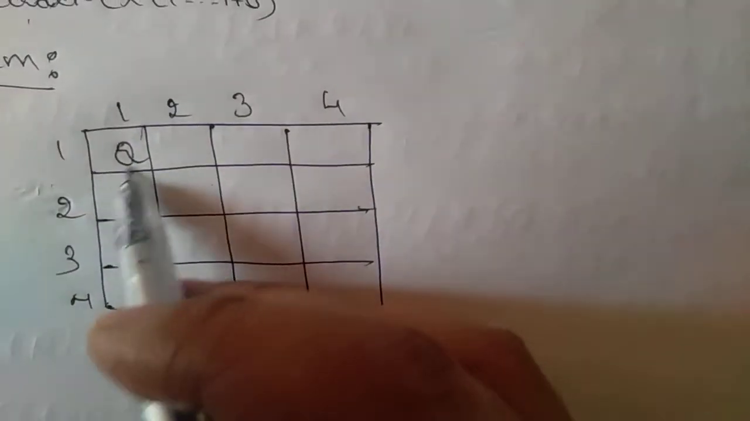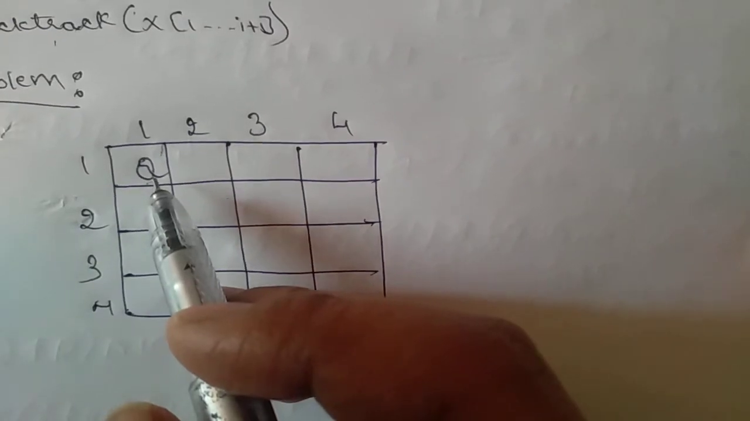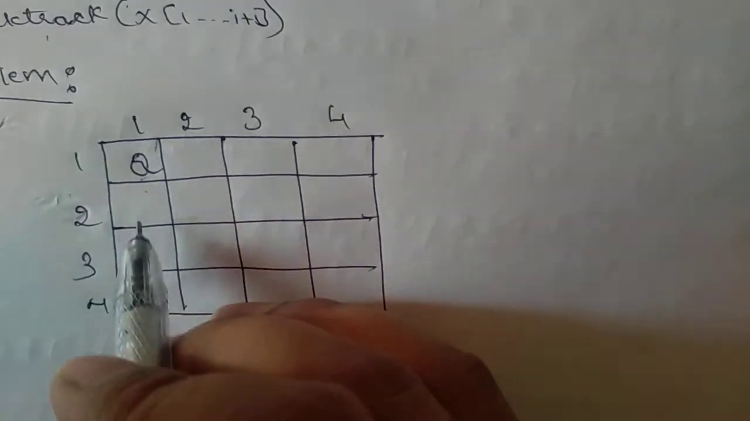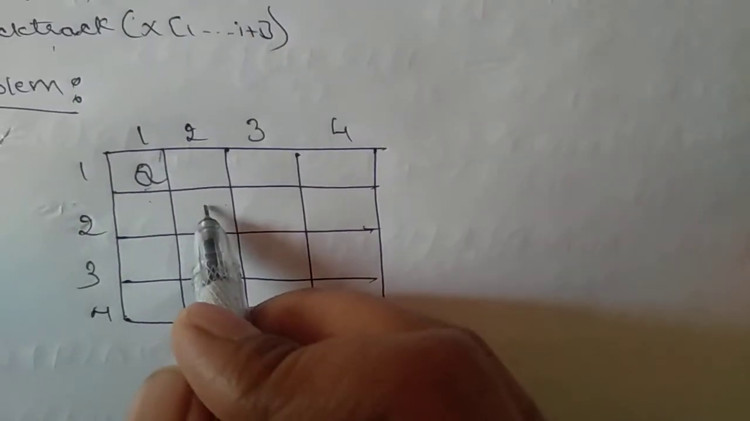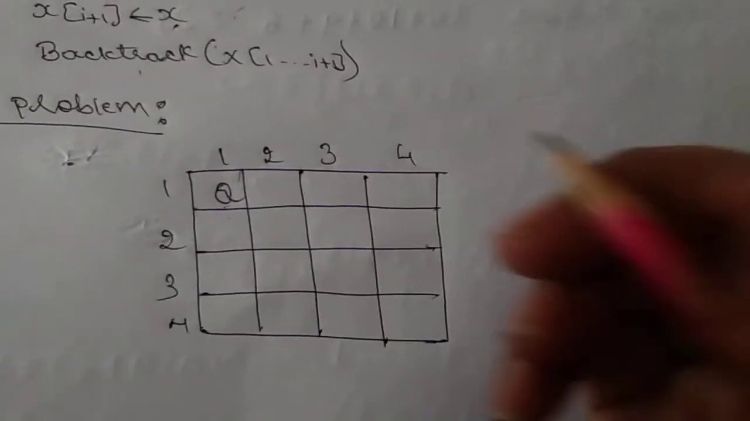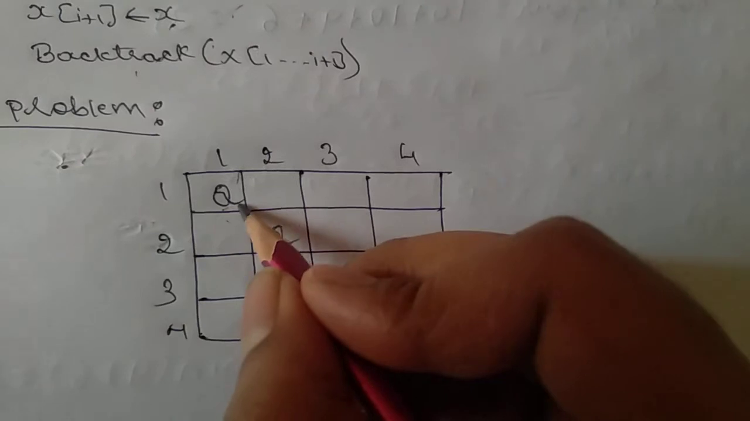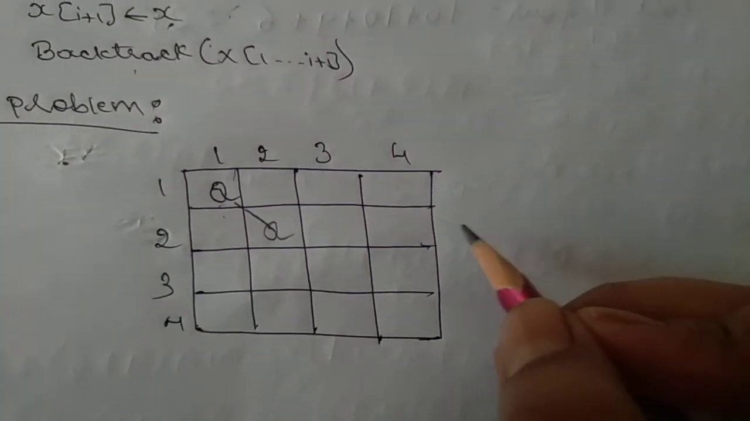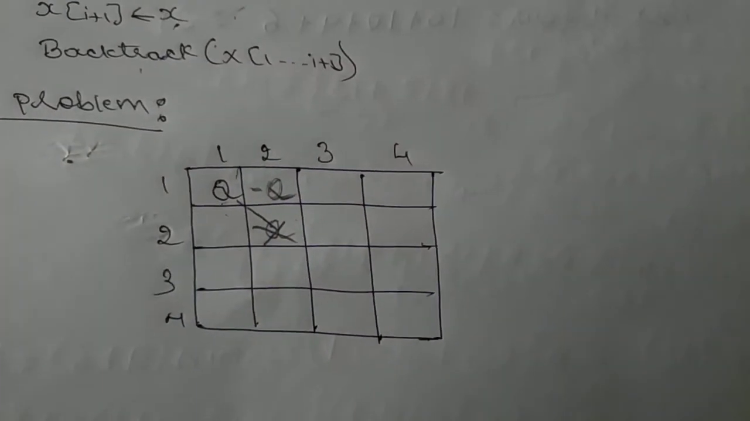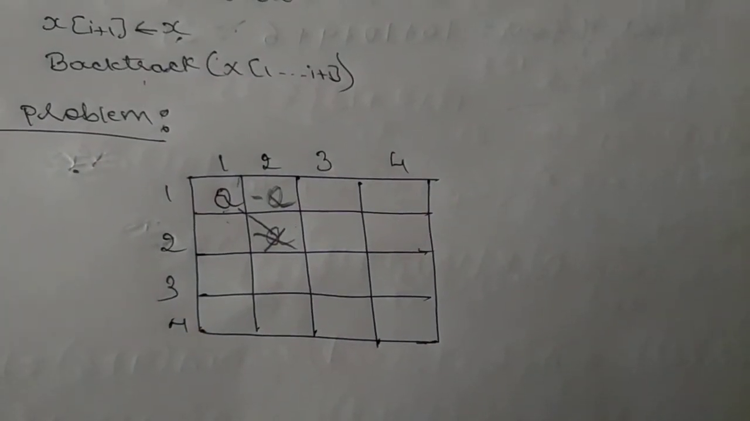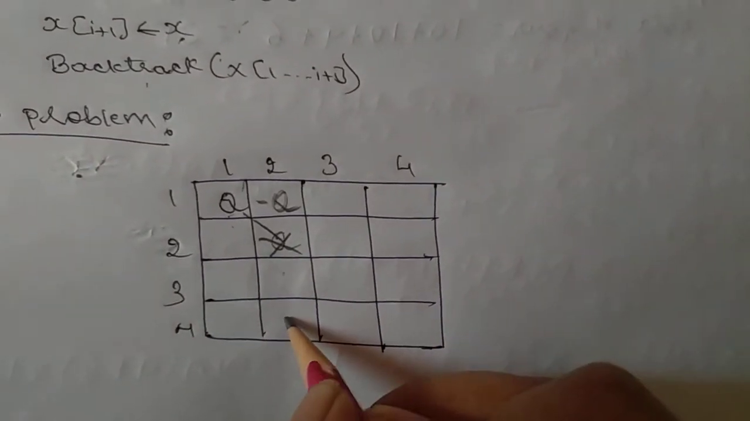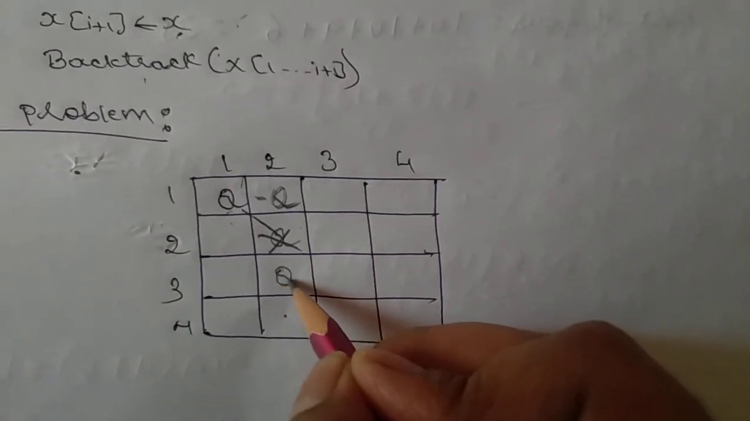Let me consider Q as the queen. If I place Q here in the first row, then in the second row, where can I place? If I place here, directly this queen can attack this one, so I cannot place over here. If I place here, again the queen can attack. So what is the possibility? You can either place here or here. Fine, I'll place over here.